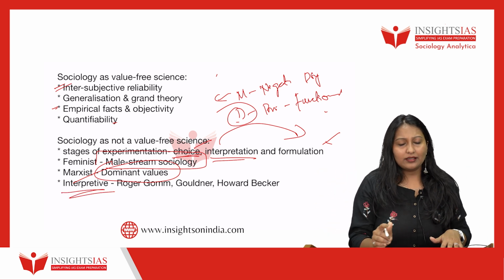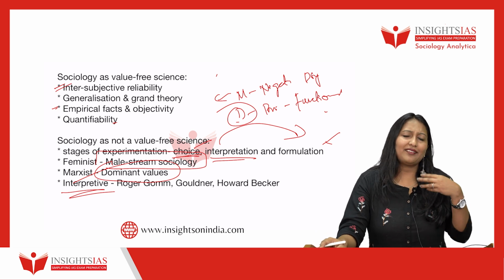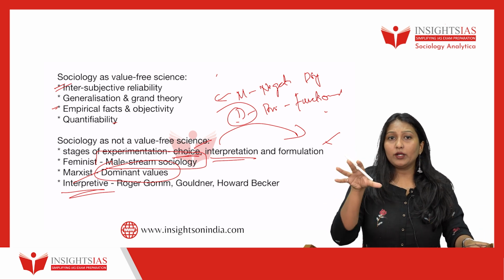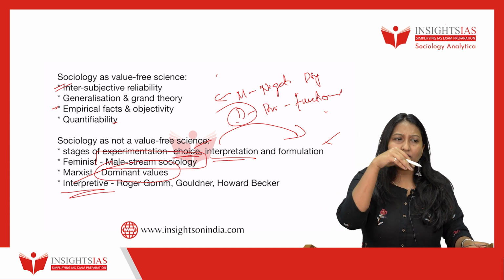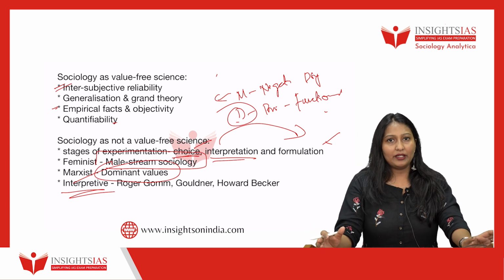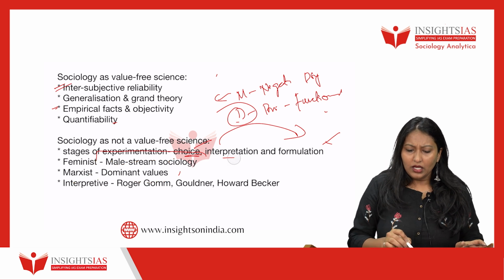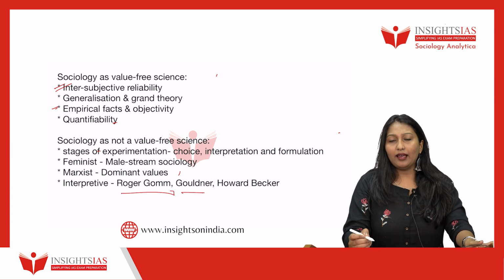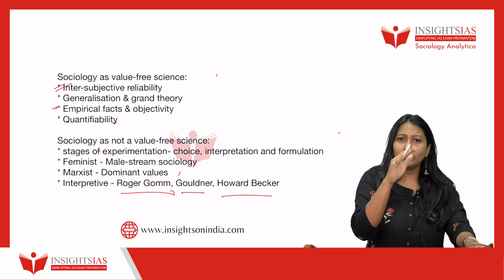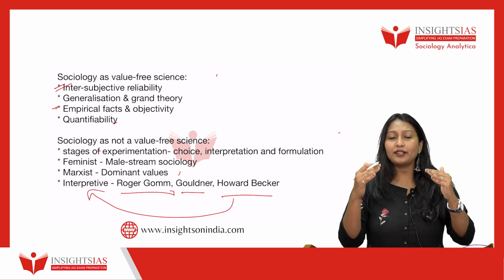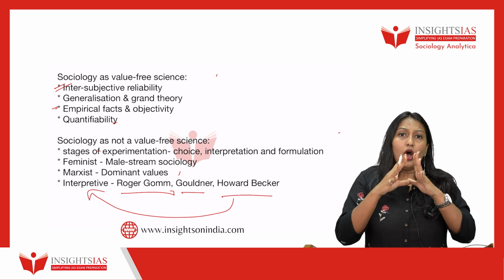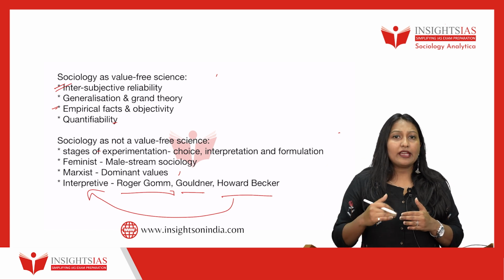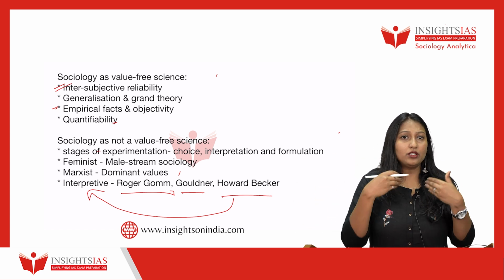The last point I've taken here is the interpretive school of thought. You can write about anybody to that matter, because most of the interpretive school believe that sociology cannot be value free. Somewhere your value system will come in when you conduct the experimentation. So here I've taken a few people who have said that it is highly impossible: Roger Gom, Alvin Gardner, Howard Becker. They belong to different schools of thought, but they come under the umbrella of the interpretive school of thought. All of these people believe that sociology can never be studied as a value-free science. Somewhere the value of a researcher will always creep into the sociological research.